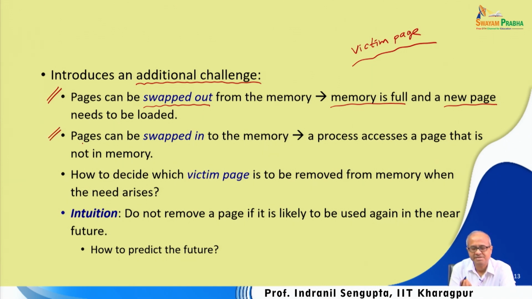The second point is the essential idea behind demand paging. Pages can be swapped into memory from the secondary storage, because a process can access a page which is not currently in memory. If it is not in memory, the page has to be loaded, only then the process can resume its execution. The process has to wait while the page is being loaded. Okay. Now, when you are swapping out a page, you have to select which of the many pages in memory has to be swapped out, that is the victim page.